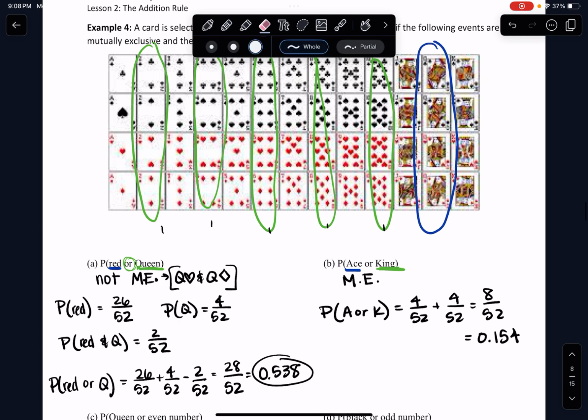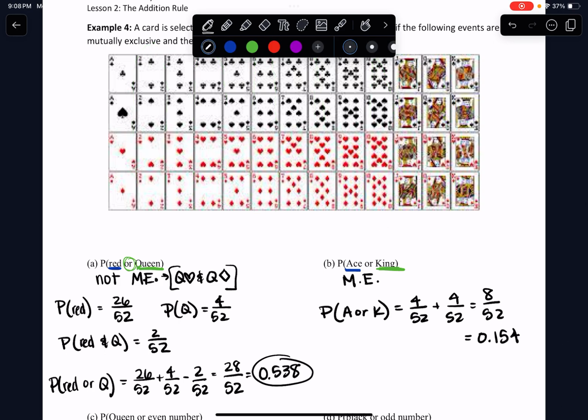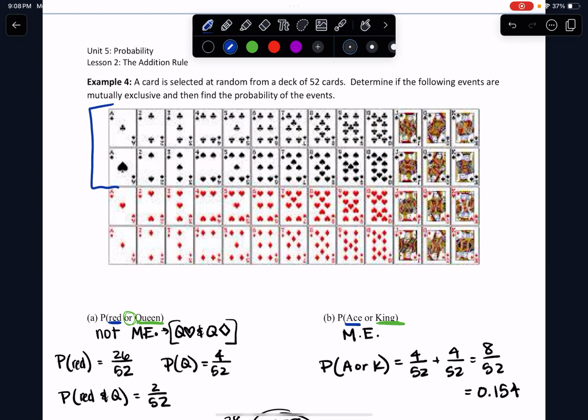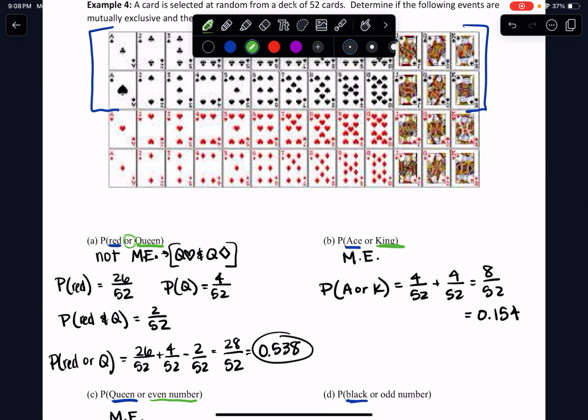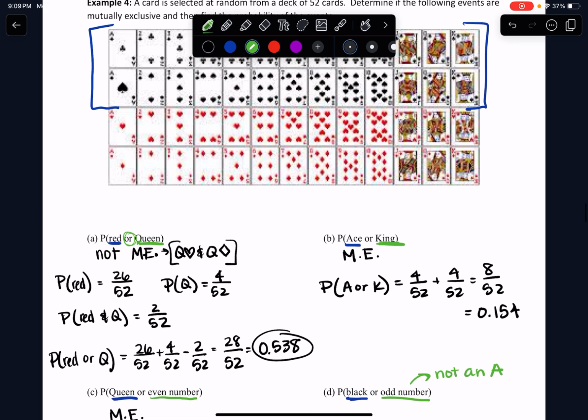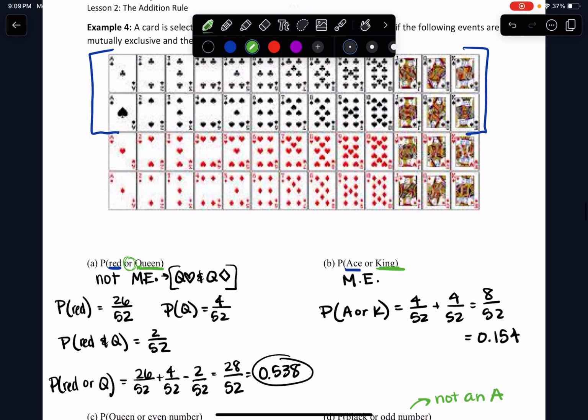And then finally, the probability of a black card. So that's half the deck. Or the probability of an odd numbered card. And for these purposes, not an ace. If we say odd number, we are not talking about an ace. An ace does not represent 1. It is its own card here. So odd numbers, 3, 5, 7, 9.